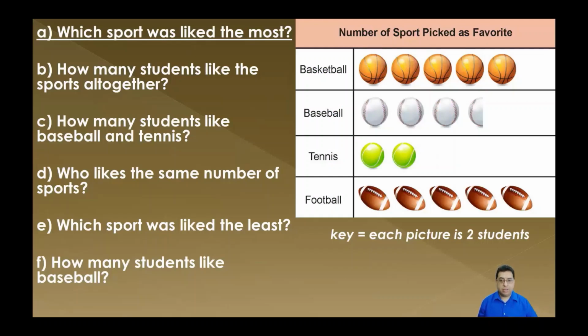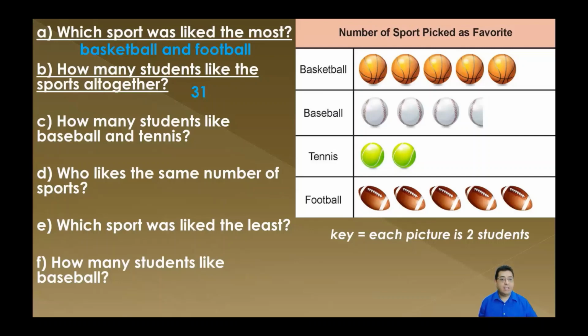So which one was it here? And again, just like previously, you know that each sport represents 2 students. That's right, the answer is basketball and football. Let's look at letter B. How many students like the sports all together? So just like I did previously, how many like all the sports all together, the total amount? That's right, 31 students like the sports all together.